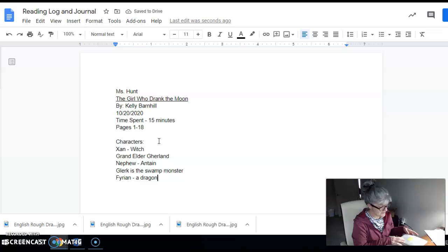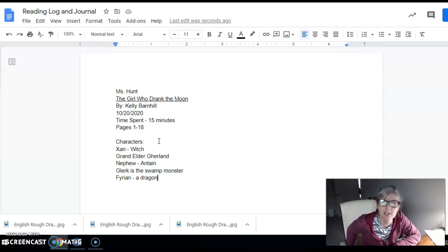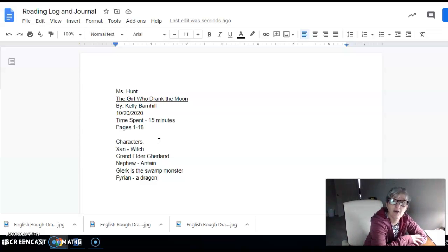That's about where I stopped, finding out about Glurk and the dragon. She wants Glurk to apologize to the dragon, but I'm not really sure why. So I'll be excited to find out about that tomorrow.